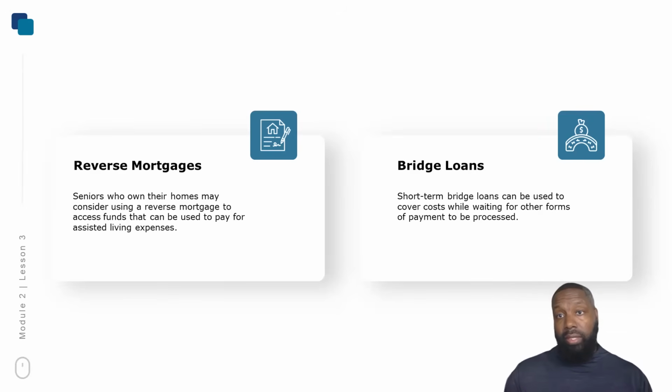So bridge loans, short-term bridge loans, can be used to cover costs while waiting for other forms of payments to be processed. So that person can get a bridge loan, or you can get a bridge loan. You can even get a bridge loan for your business. I've done bridge loans before. So we'll just take it to the business aspect, like if you want to start an assisted living facility.